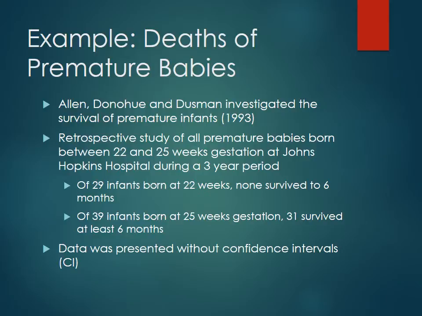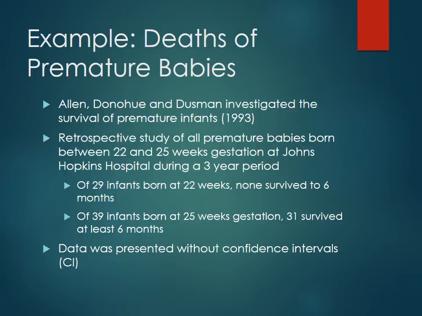Exactly, yeah. So they're starting their study at this time point. They're looking at data that happened in the past, right? They're not doing anything prospectively. So again, this is a retrospective study. They were looking at babies that were born between 22 weeks and 25 weeks at this particular hospital, Johns Hopkins, during a 3-year period, right? So looking 3 years back in the past at the mortality here.